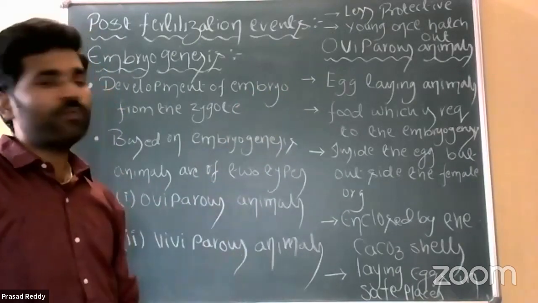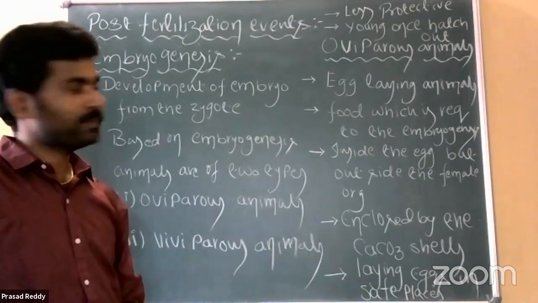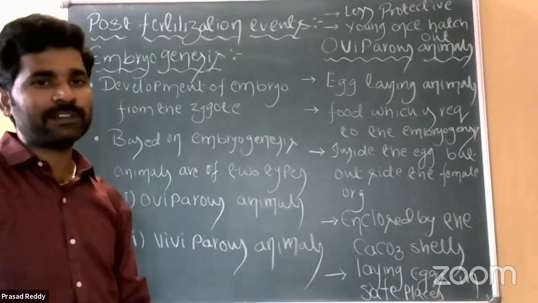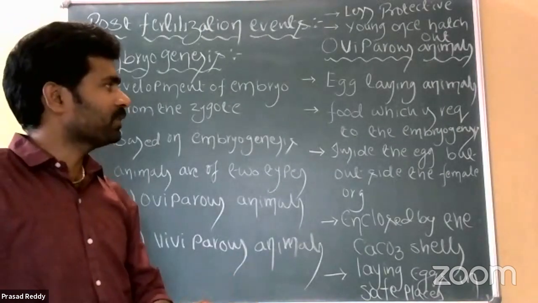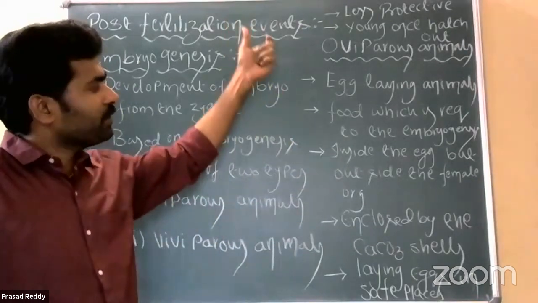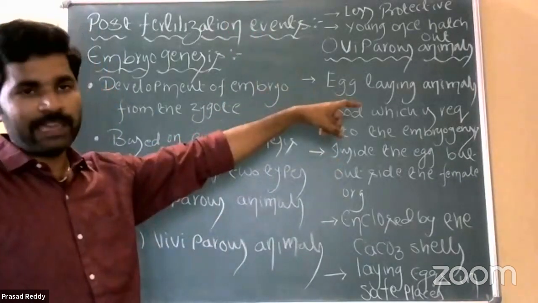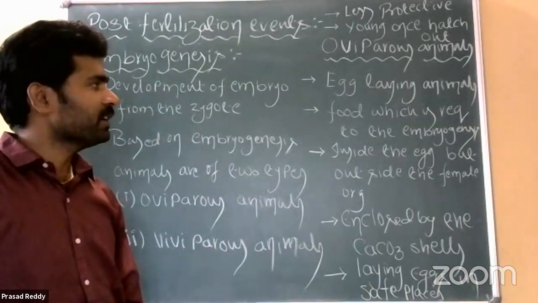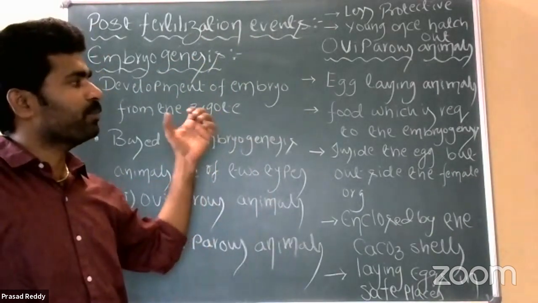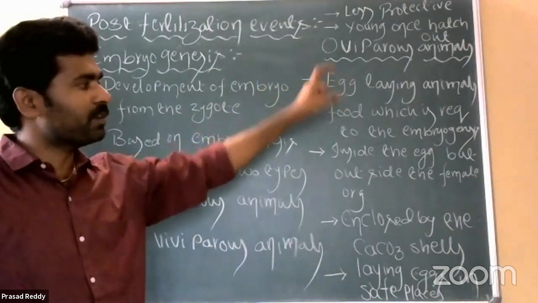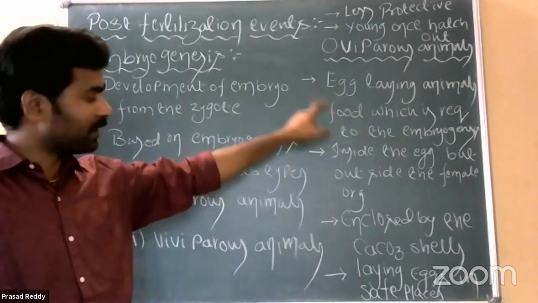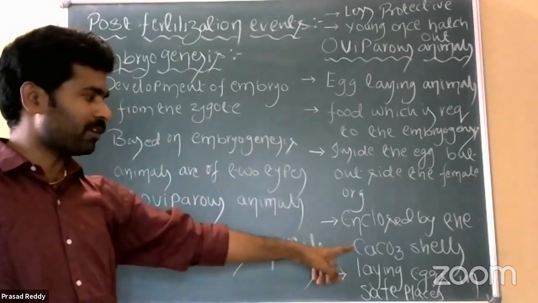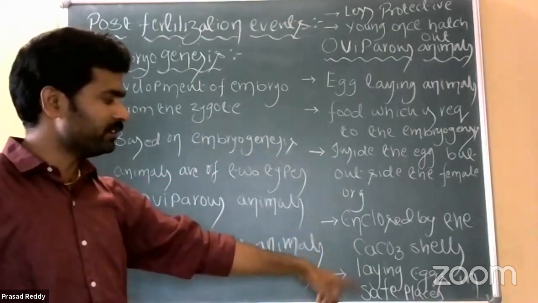So these are oviparous animals. Again I'm repeating, what are oviparous animals? Egg-laying animals are called oviparous animals. Here embryogenesis takes place inside the egg, but outside the body of the female organism. It requires some amount of food material, which is already preserved inside the egg, and that food material and embryo are surrounded by a calcium carbonate shell.